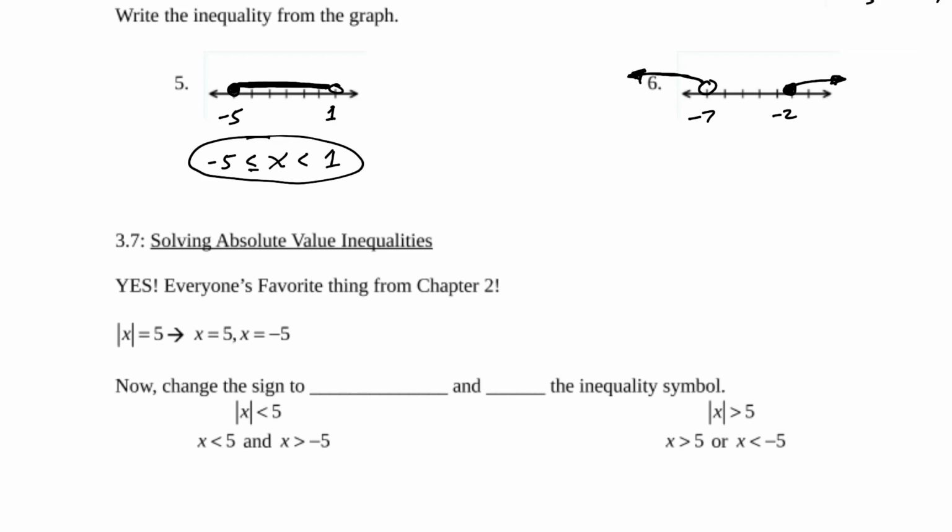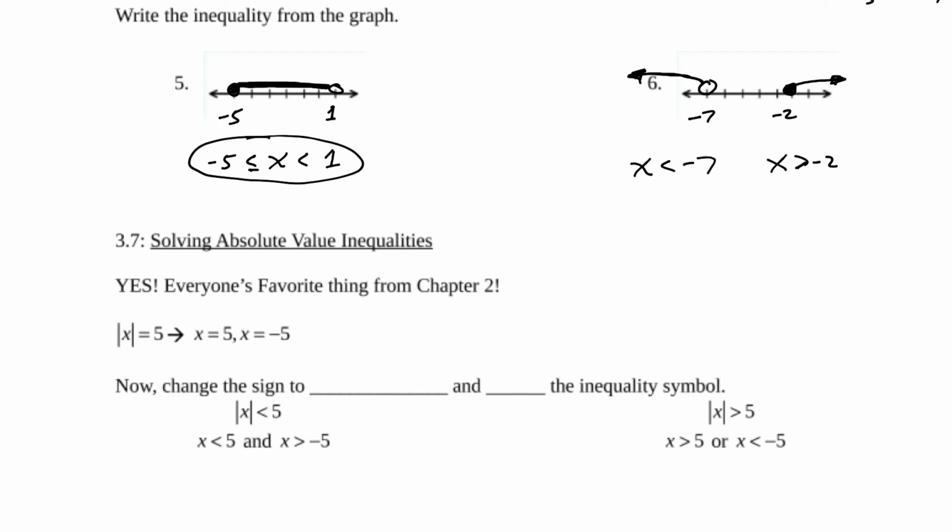So when there's no overlap, there's no double shaded part. So what we're going to do then is that we've got two separate inequalities there. So one of them is all the x's that are less than or to the left of -7. And then the other one is all the x's that are to the right of -2. So that would be greater than -2.